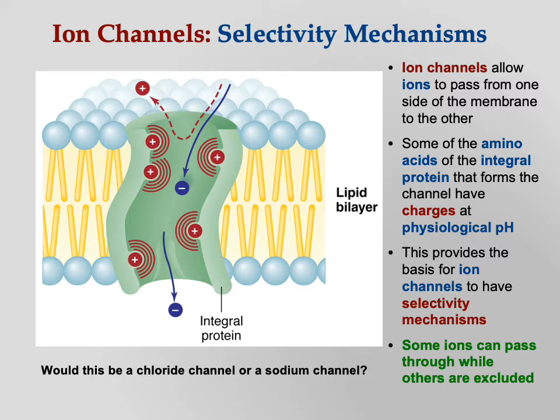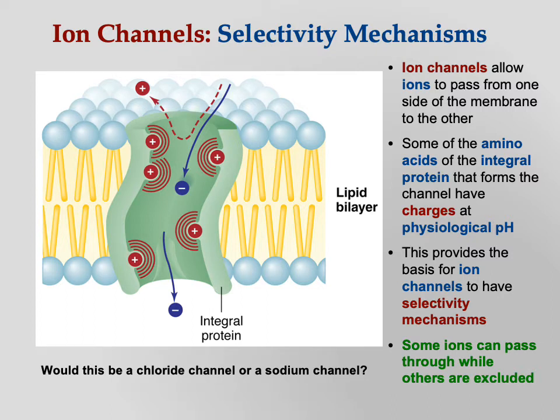Remember, what charge does sodium have? What charge does chloride have? Sodium has a charge of +1, chloride has a charge of -1. So in this case, a sodium ion is going to get repelled, a chloride ion will get sucked through. So therefore, this would be a chloride ion channel, not a sodium ion channel. Do you see how that works?